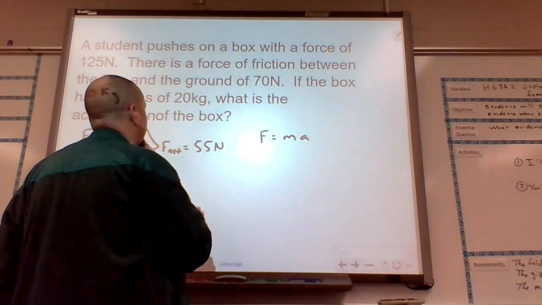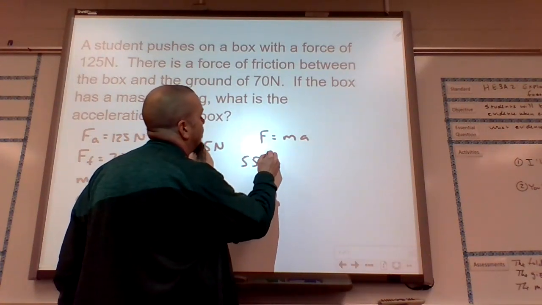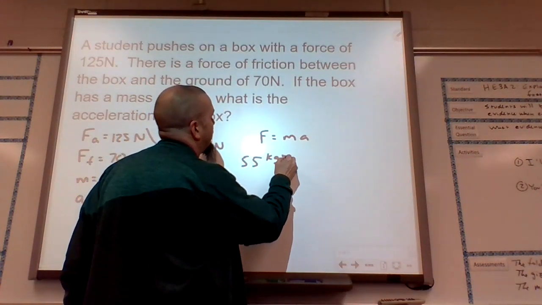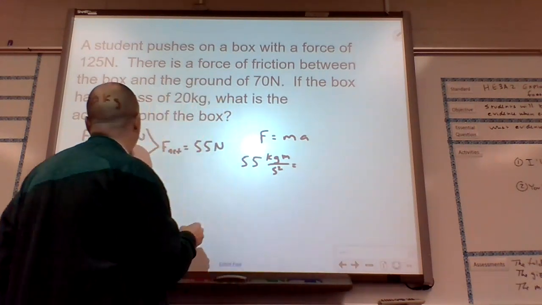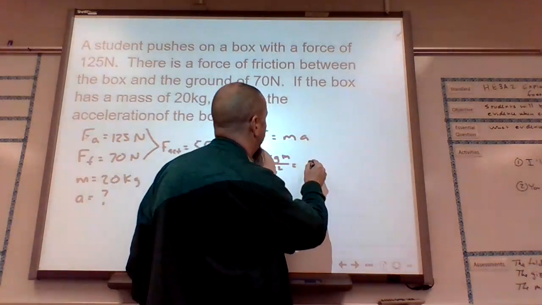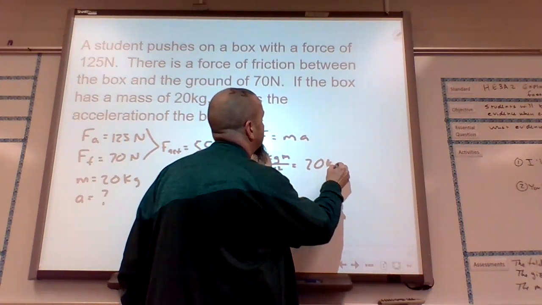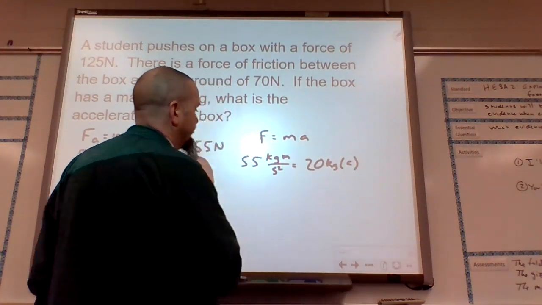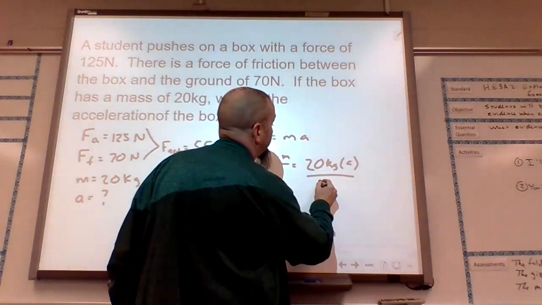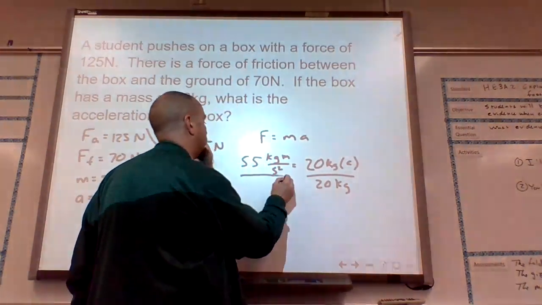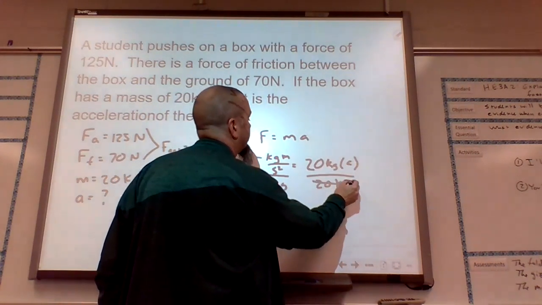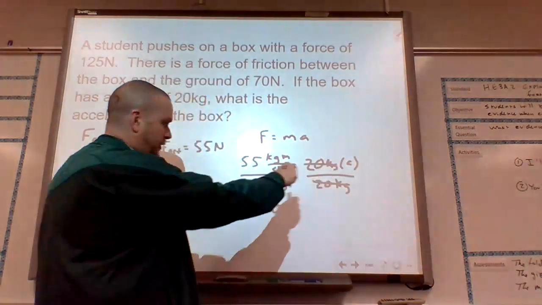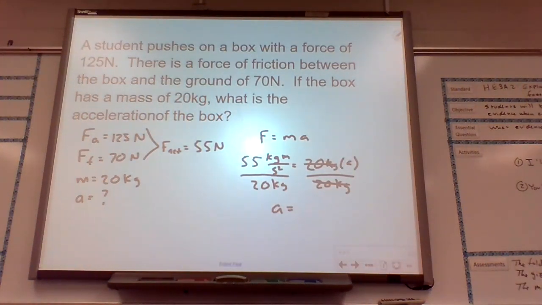So F equals ma, the net force is 55 newtons, which again is kilograms meters per second squared. The mass is 20 kilograms times A. So divide both sides by 20 kilograms. A is the only thing left over there. 55 divided by 20 is 2.75.